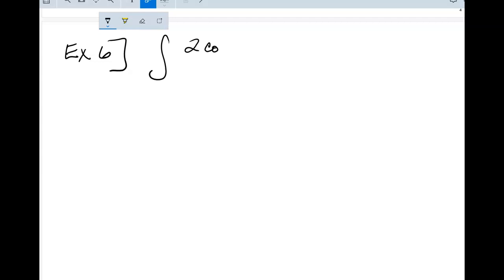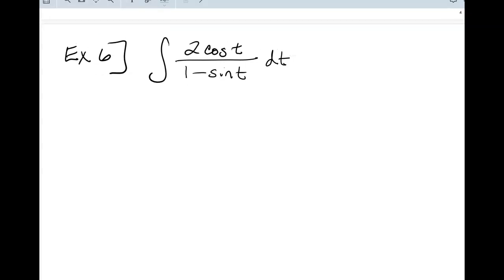we have 2 times the cosine of t over 1 minus the sine of t, and we're taking its antiderivative with respect to t. So what we're looking for again here is a function pair where one function has its derivative conveniently laying around nearby. Well, we do know that the derivative of cosine is negative sine, but we're looking for a derivative that's going to multiply times the dt rather than divide it.